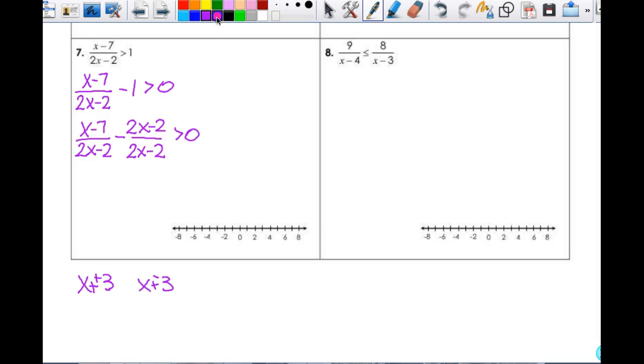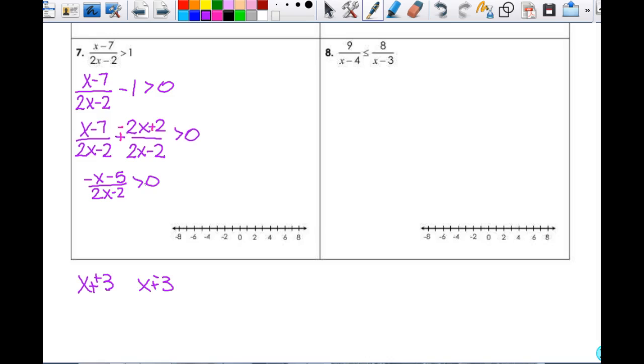So here, I'm subtracting 2x minus 2. I can make that into plus a negative 2x plus 2. Maybe that's safer for you to do it right then. Maybe you put parentheses and you're fine. Just do whatever you got to do so you're not messing it up. So then x minus 2x is negative x. Negative 7 plus 2 is negative 5, over 2x minus 2, greater than 0.